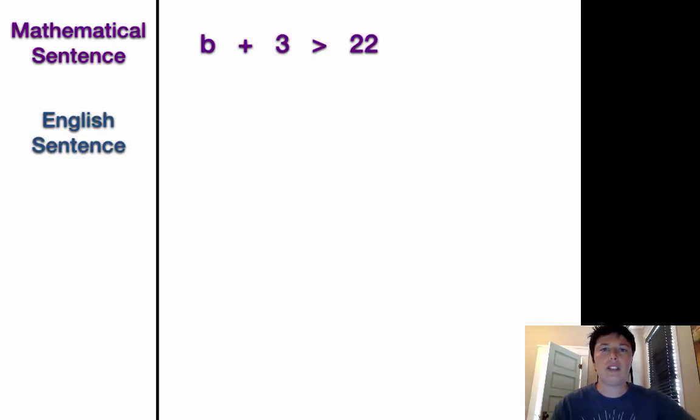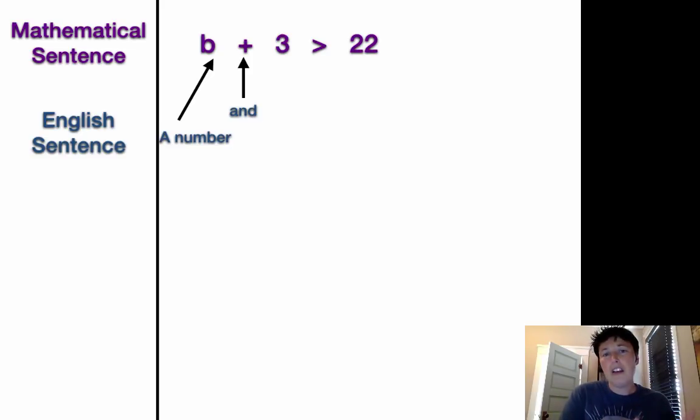So I'm going to do a little translation here for a moment. And what I'm going to do is draw an arrow under each part of my math sentence, starting with the B. The B is just standing for a variable. It's a number, really. If I had to translate it into English, I don't know what number it is. Not yet. I can figure it out. But it's a number. And that plus sign, when I translate it into English, is the word and. So I have a number and I have 3. So a number and 3.